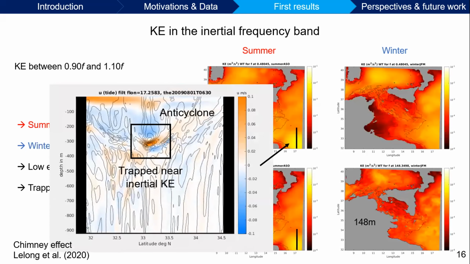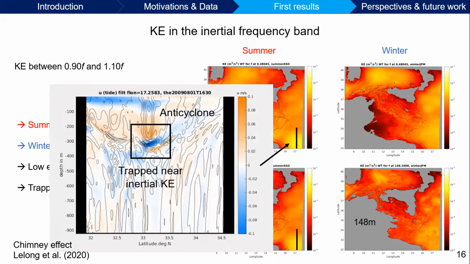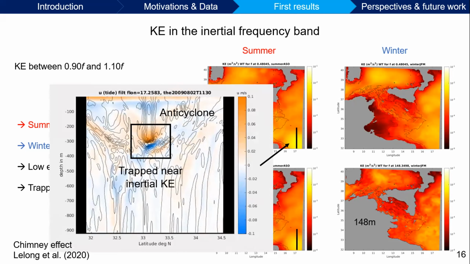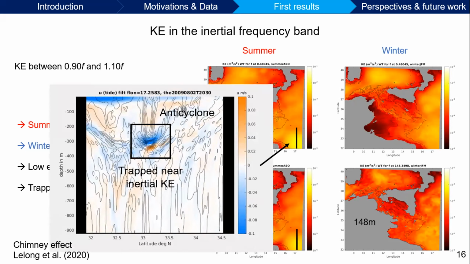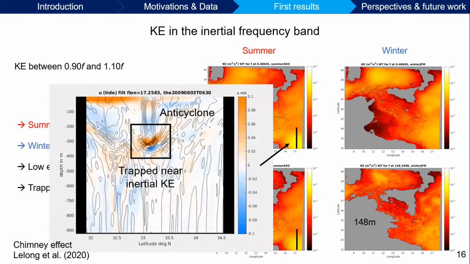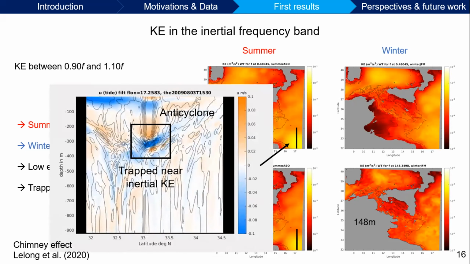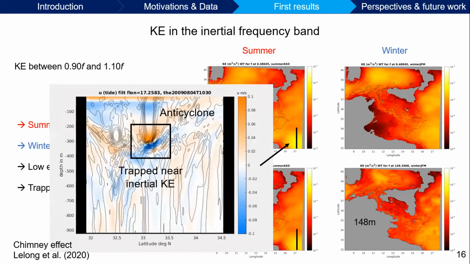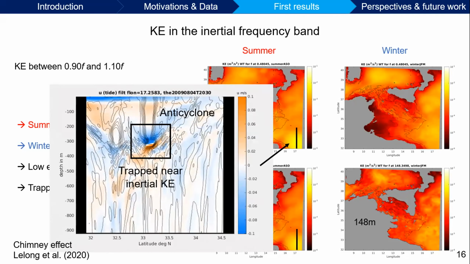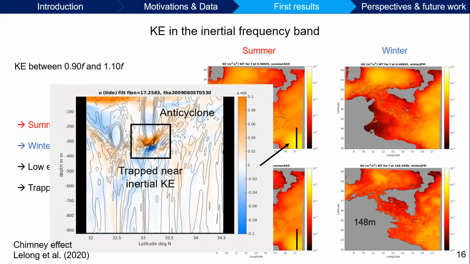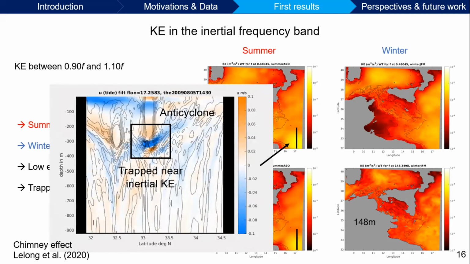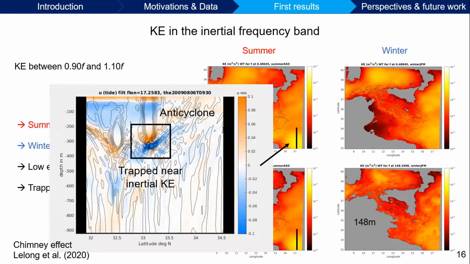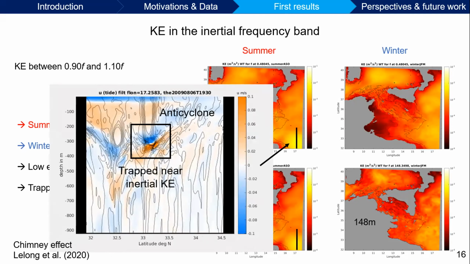A last thing about the inertial frequency band: we were able to find what we call the chimney effect. It's the trapping of near inertial kinetic energy inside anticyclones. You have an example here in the southeast of the domain in summer. If you want to learn more about that effect, you can read Rolland et al. 2020. Here you have an example of eddy near inertial wave interaction inside the model.